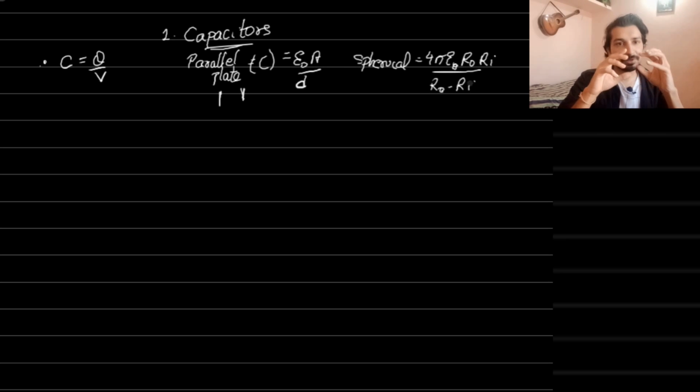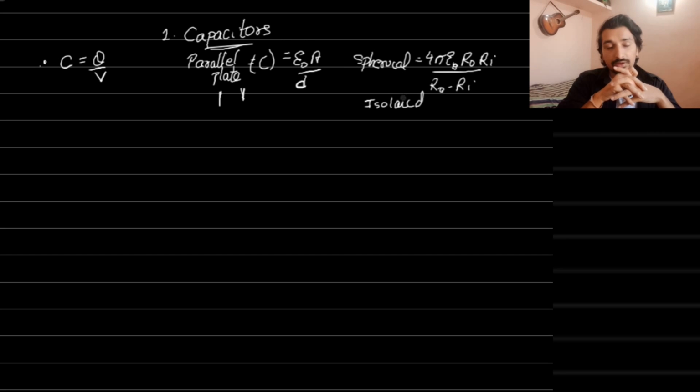And for an isolated sphere, if you have just one sphere, you can assume the other sphere to be at infinity. So for one sphere it is 4 pi epsilon naught R. That's all. And then you have potential energy.